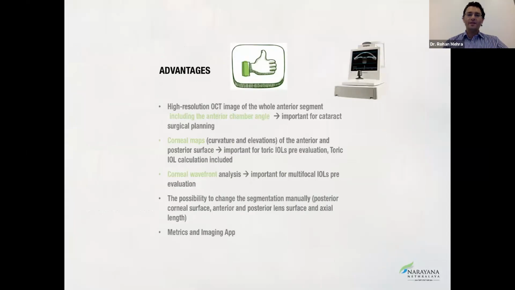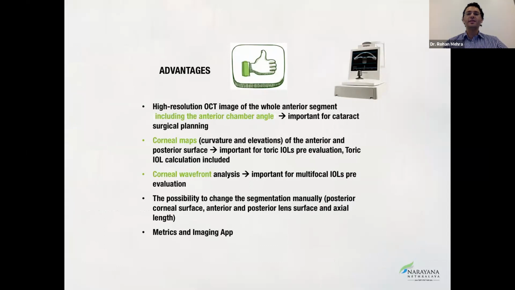So what are the advantages that the Anterion gives us? It has high resolution OCT images of the whole anterior segment, including the anterior chamber angle, which is important for cataract surgical planning. The corneal maps show curvature and elevation of the anterior and posterior surfaces of the cornea, which is important for toric IOL pre-evaluation, and toric IOL calculation is also included in the software. The corneal wavefront analysis is important for multifocal IOL pre-evaluation, and there is the possibility to change the segmentation manually, of the posterior corneal surface, anterior and posterior lens surface, and axial length. It also has the metrics and imaging app, which will be covered subsequently.